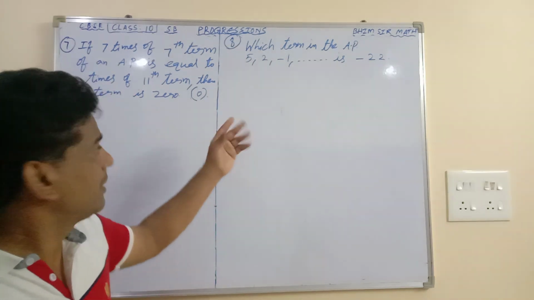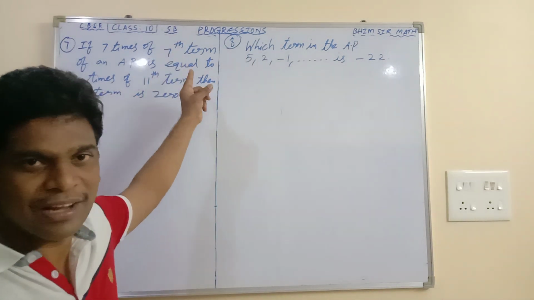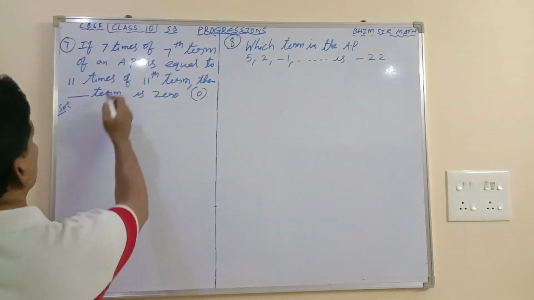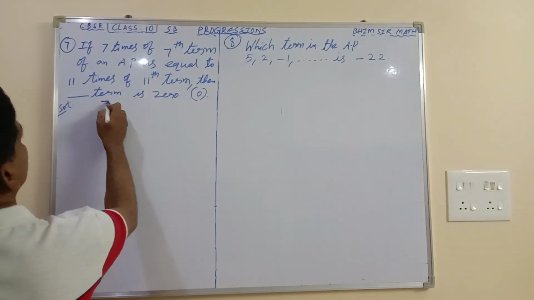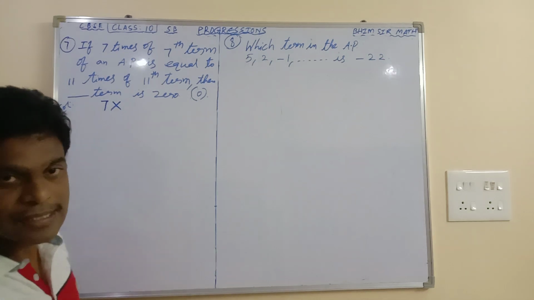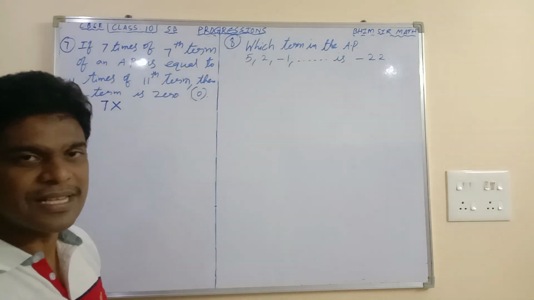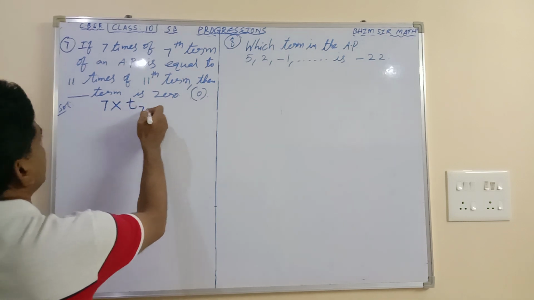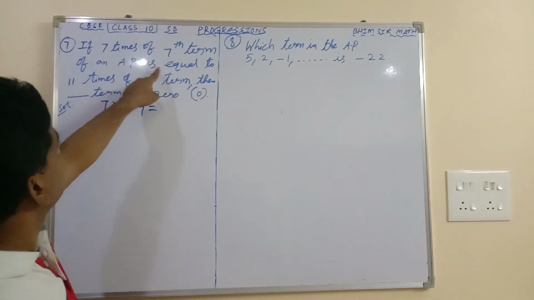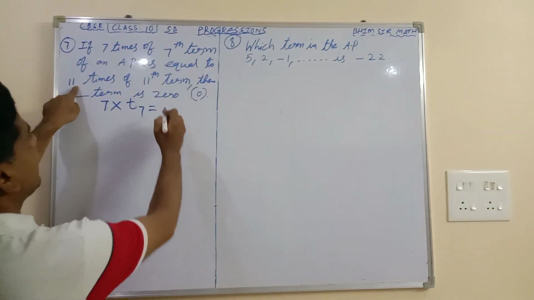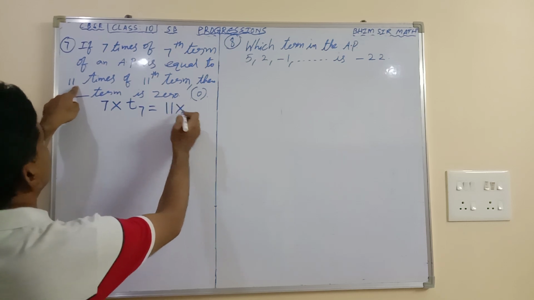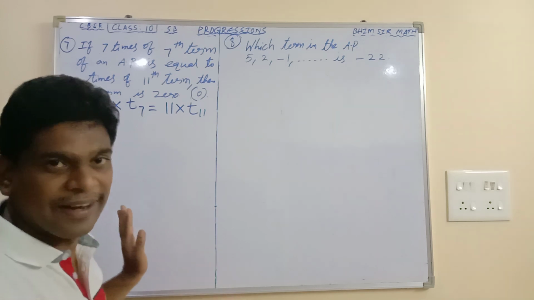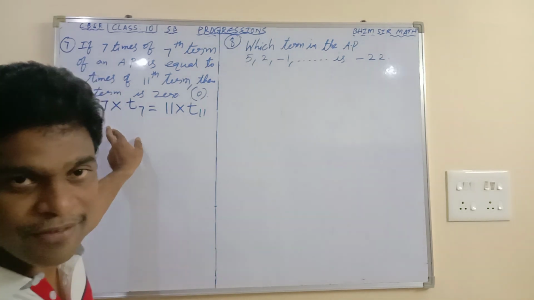Okay, let us take this question, which is given in English language. Now I am writing it in mathematical form. 7 times the 7th term. The 7th term is denoted by T7. 7 times T7 equal to 11 times the 11th term. That is the given data. This is the first step.